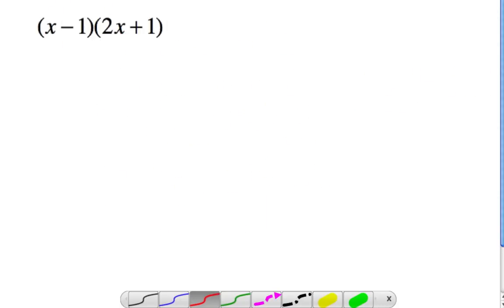If you want to draw the box, go for it. If you don't want to draw the box and just want to do FOIL, that's fine as well. Let's alternate, shall we? What do you think? Let's do FOIL.